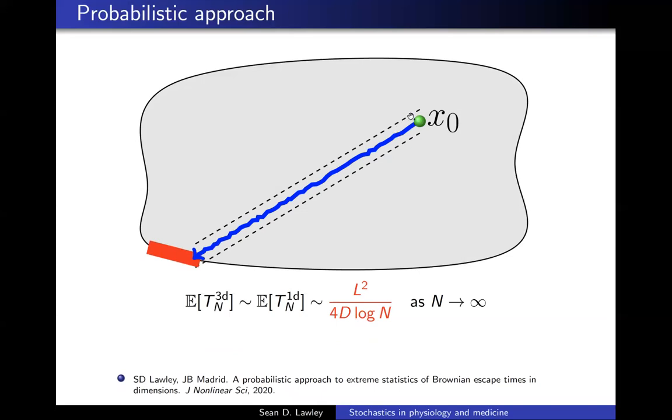You draw a line from the starting location to the target and say, well, it can't leave this thin tube if it gets there fast. But if it doesn't leave the thin tube, it's a one-dimensional problem. And I know the answer for the one-dimensional problem. So that's extended to that. So that's what I call a sort of a probabilistic approach to this problem.